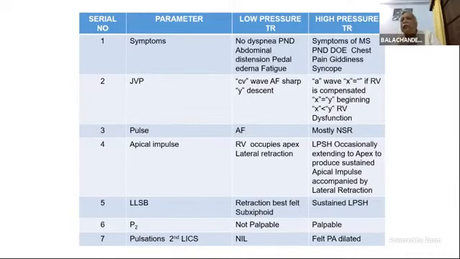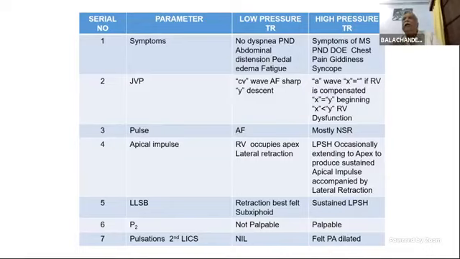Again, it may not be 100% correct because in MS, you do get atrial fibrillation. The most important is the apical impulse. The RV occupies the apex and there is lateral retraction, whereas here there is a left parasternal heave. Even though the RV may occupy, there will be a sustained left parasternal heave and there will be an apical impulse. There can be a lateral retraction, but the sustained left parasternal heave is a very important thing.